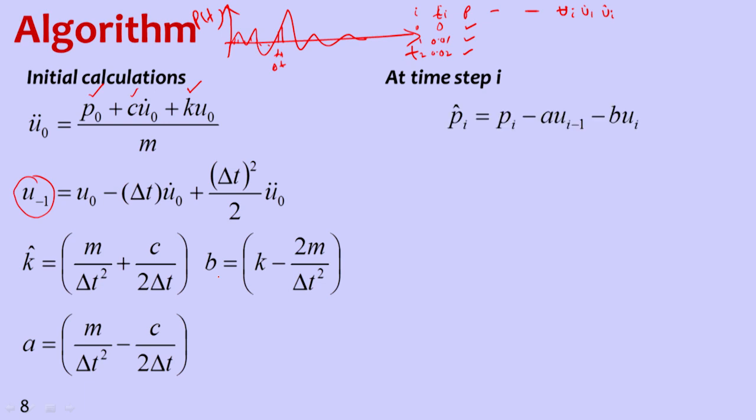and then we get p cap for that time instant. So p cap i is equal to p i minus a u i minus 1 minus b u i. This p i will come from this column. Whatever the ith step is, that p we substitute here, and then u i minus 1 we calculate and put in. Then u i plus 1 is equal to p cap i by k cap. So k cap we calculated, p cap we calculated, and we get the displacement.